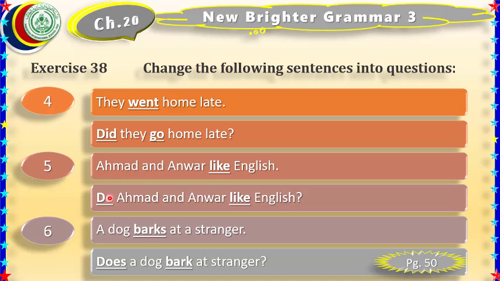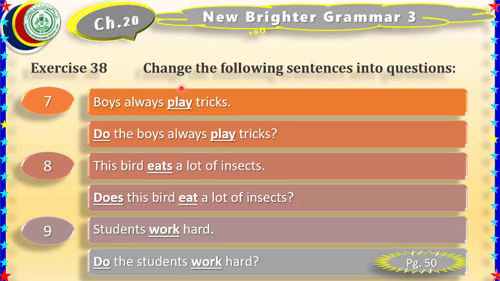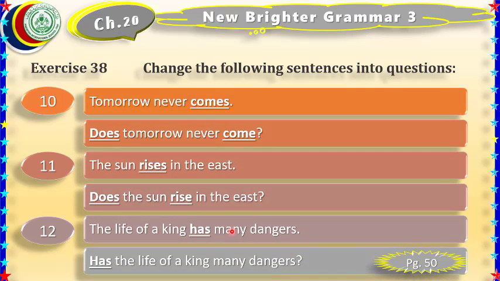Like will change into do like. Barks will change into does bark. Play will change into do play. Eats will change into does eat. Work will change into do work. Comes will change into does come. Why does come? Because there is s with the first form of the verb.